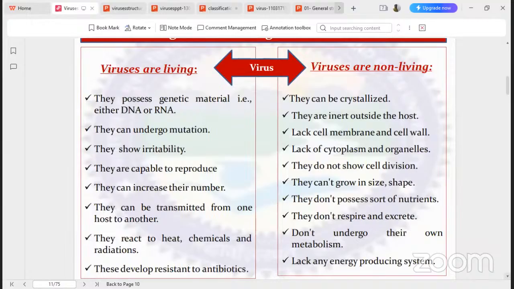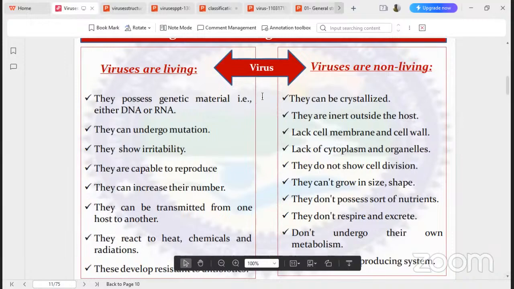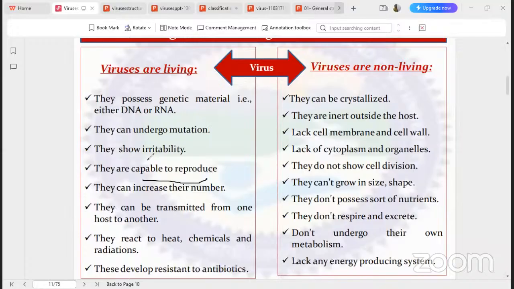It has genetic material, DNA or RNA, not both, only one. They can undergo mutations and show irritability, which causes itching, damage, and infections. They are capable of reproducing, but only inside the host, not outside. And they can transmit from one host to another by mechanisms that we will discuss.